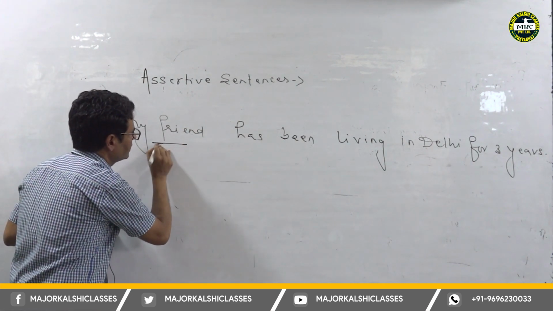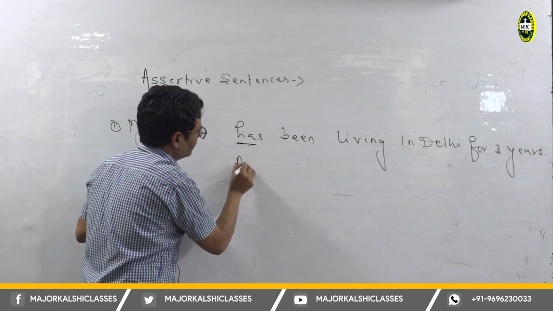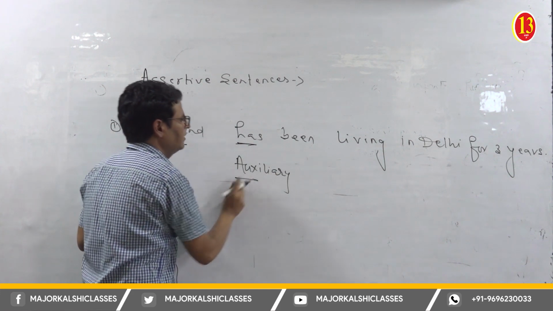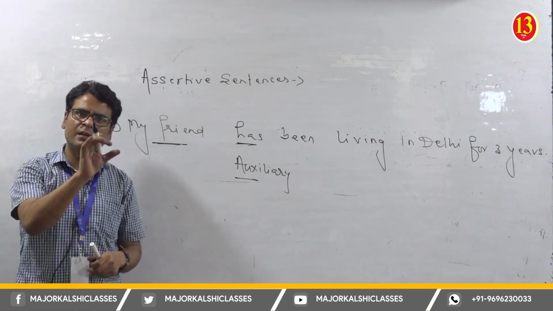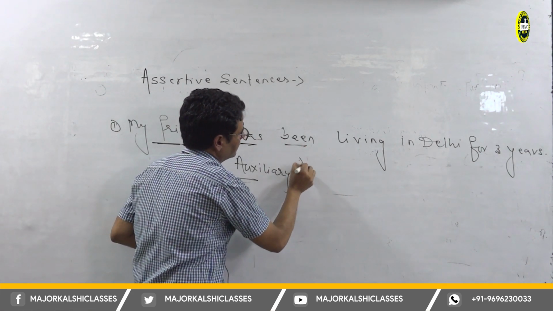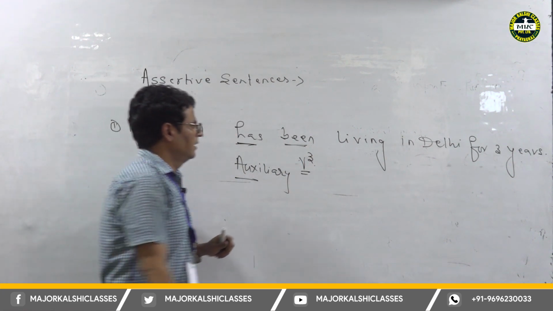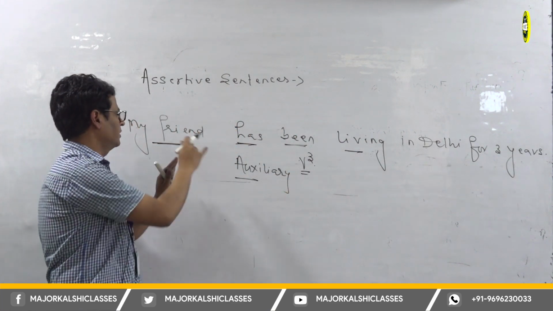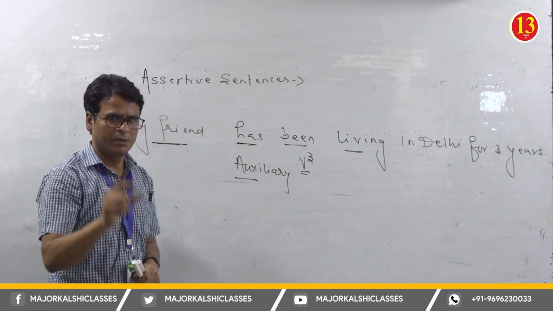My friend, this is your subject, and has, this is your auxiliary. And been, what is been? Been, it is your main verb, or you may say it is the third form of be. Been, this is the third form, that is called past participle. And living, this is called present participle. So the example is here, my friend has been living in Delhi for 3 years.